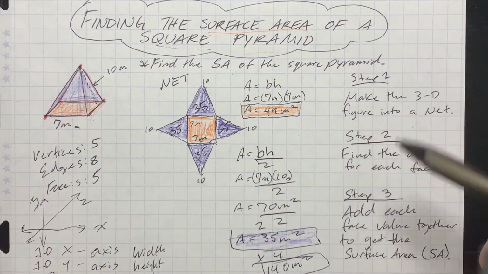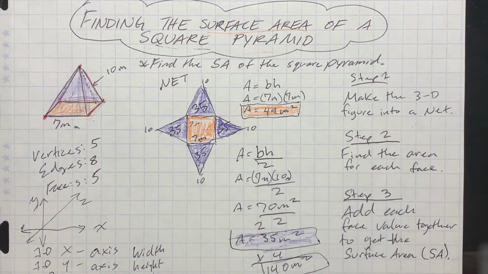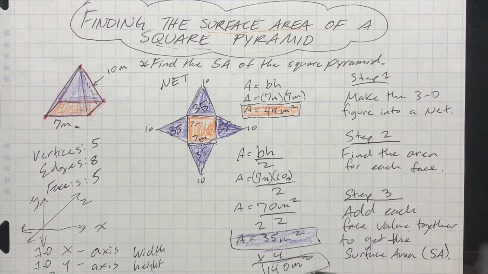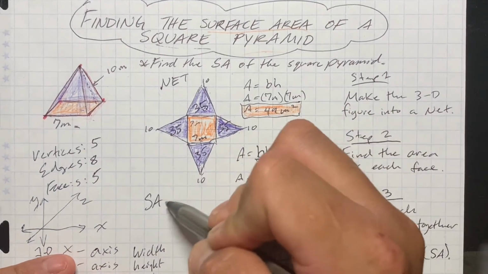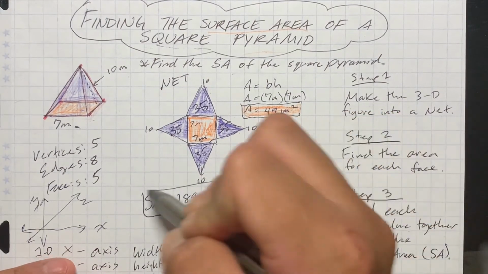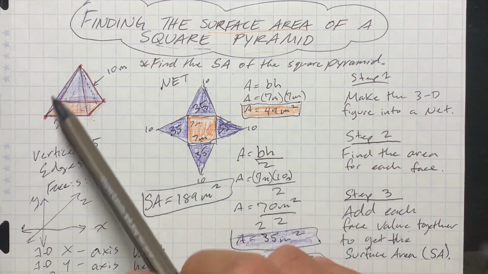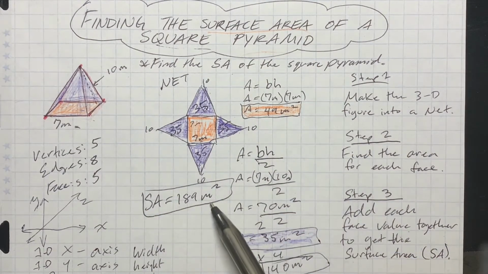And then to find the surface area, step 3, we add each face value together to get the surface area. So all we have to do here is add 49 plus 140. And 49 plus 140 is going to be 189. So the surface area equals 189 meters squared. So the surface area for this whole three-dimensional square pyramid is 189 square meters. And that's all we do.